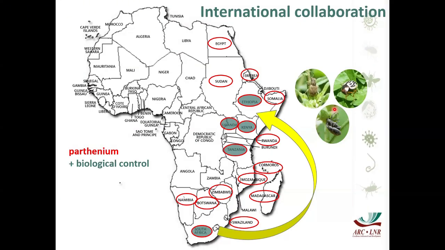We also, certainly for Parthenium, as well as many of our other weeds, collaborate internationally. For Parthenium, there was a USAID funded project, and it allowed for the introduction of the leaf feeding beetle and the stem boring weevil into Ethiopia. There was a lot of mass rearing done there, and both of the agents have established.